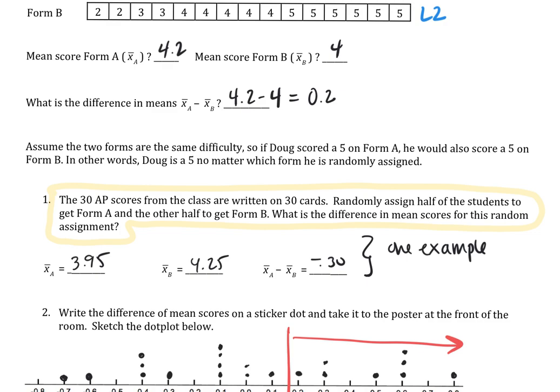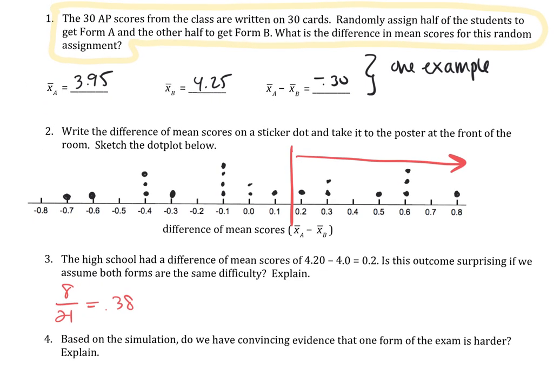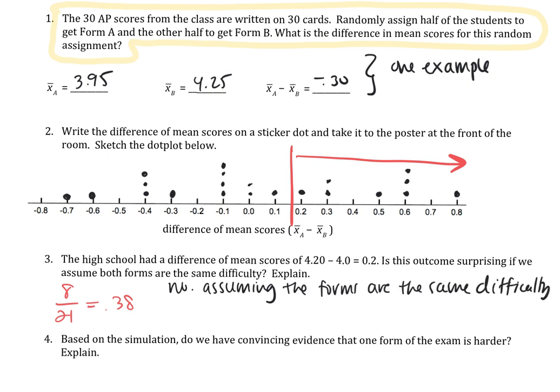No. Assuming the forms are the same difficulty, there is a 38% chance, or 38% probability, let's say, of getting a difference of sample means.